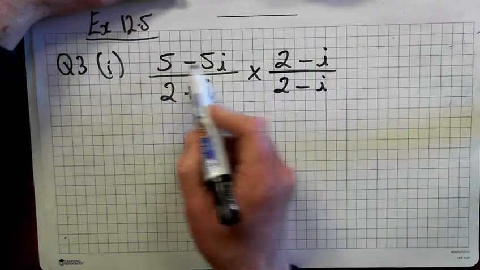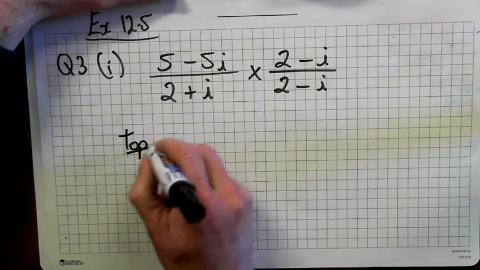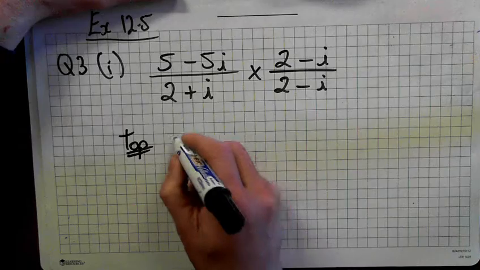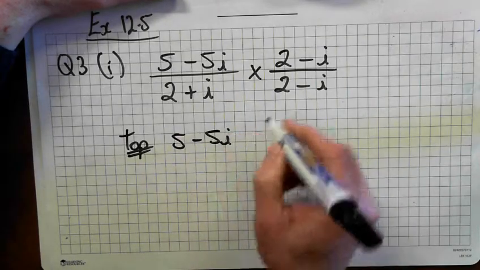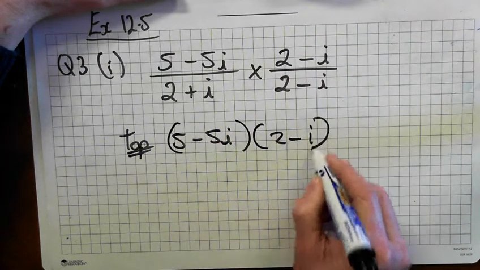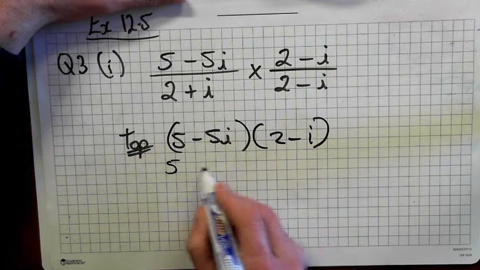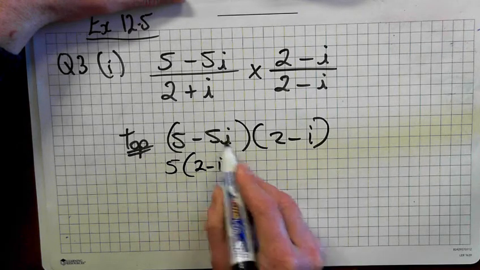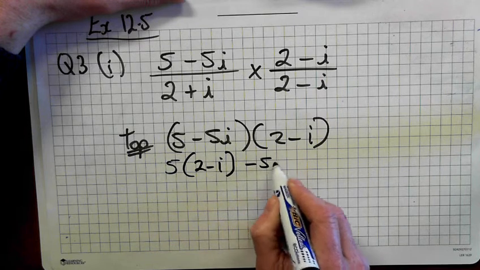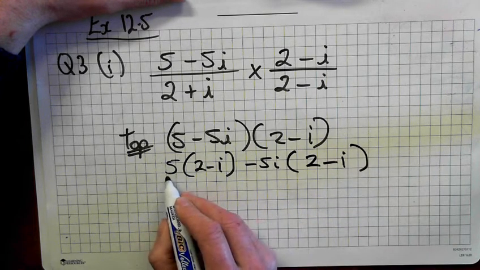Now you have to multiply the top first. So you just write down in brackets. You can do this on the side. 5 minus 5i, we're just multiplying the top bit first, times 2 minus i. So break it up. The first 5 times the second bracket, minus 5i times the second bracket. Alright, so call it out.